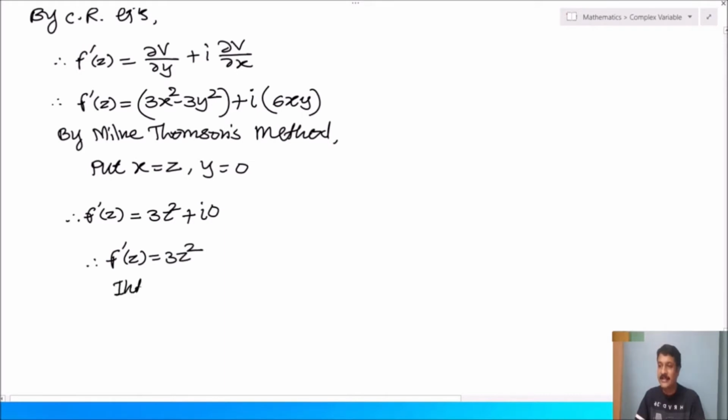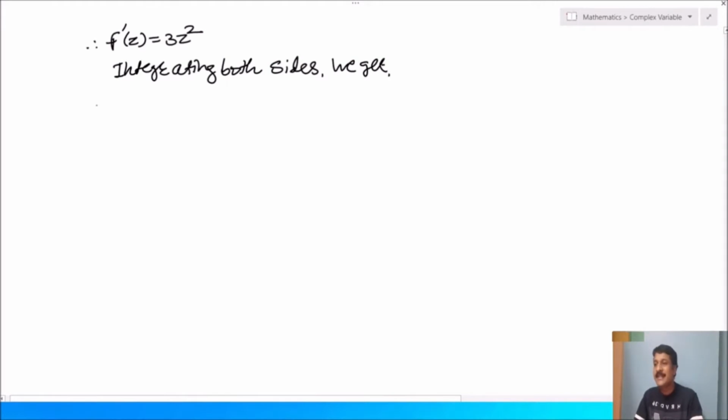So integrating both sides, we get: what is the integration of f dash of z? That is f of z, and that equals the integration of 3z squared with respect to z.